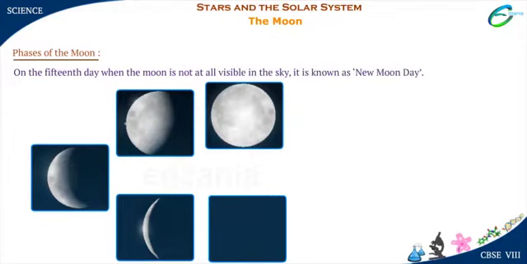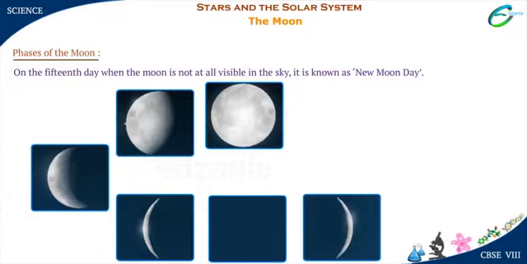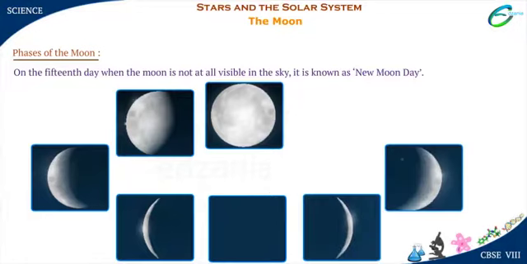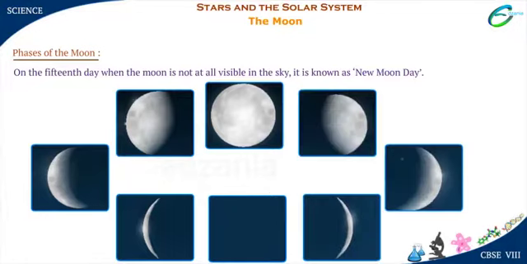The whole process of the moon is repeated again, but now in reverse mode. The next day, after the New Moon Day, only a small portion of the moon appears in the sky. Thereafter, the moon keeps on growing in size. Then again on the 15th day, we once again have the view of the full moon.